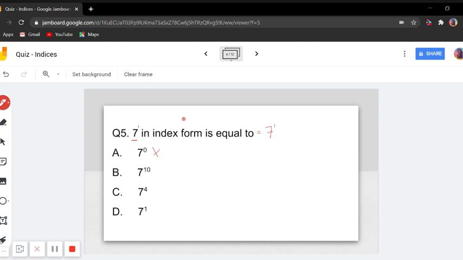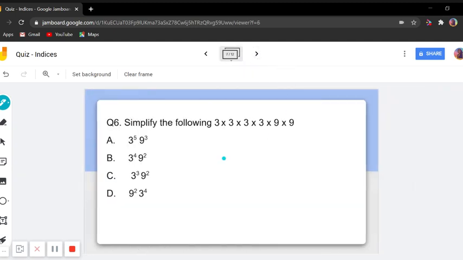So I hope you're not confused because if the question didn't give you the index number, it means that it has one index number. It means 1, okay? So let's take a look at B. 7 to the power of 10, no, because the answer is 7 to the power of 1. C, 7 to the power of 4 is also incorrect. D, 7 to the power of 1, yes, D is the correct answer. Alright, let's go to the next question.